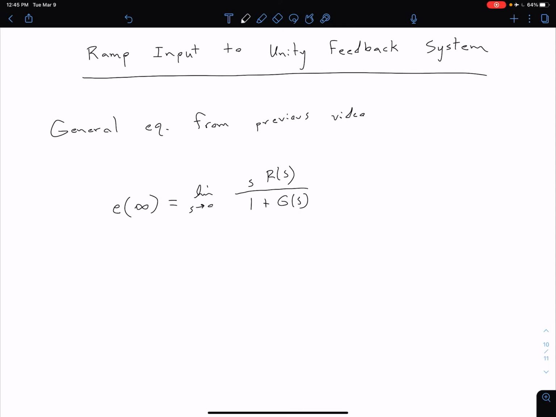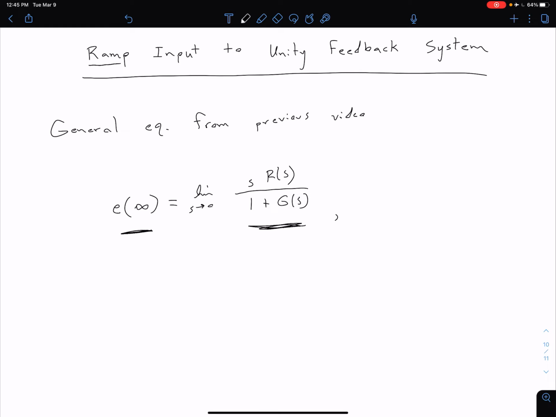The next type of input we're going to consider is our ramp input. And so again, we're going to consider this as the input to our unity feedback system. So our general equation from the previous video, again copied here, shows our steady state error as t goes to infinity, which is related to our R(s), which is our input, and our G(s), which is our open loop transfer function.